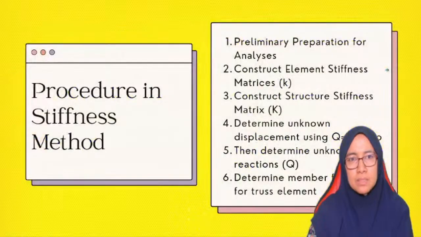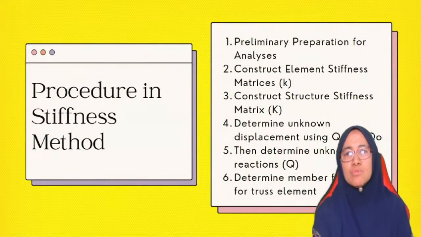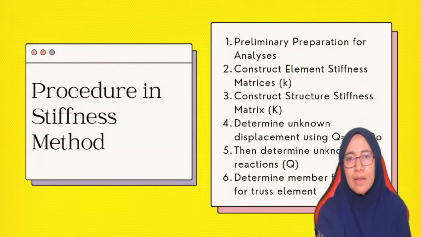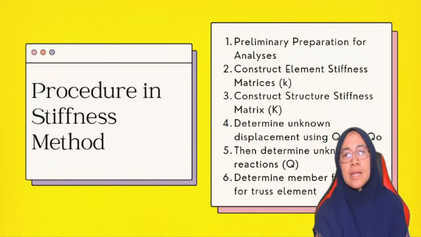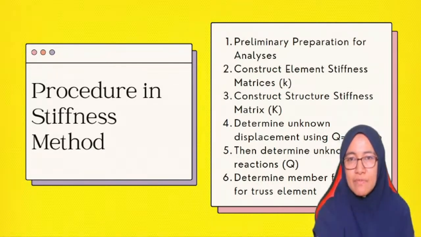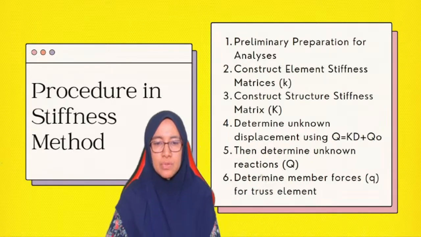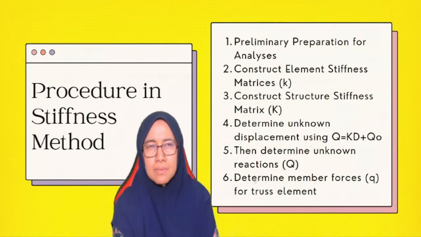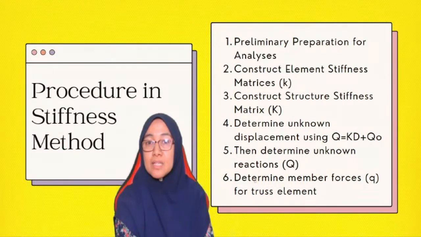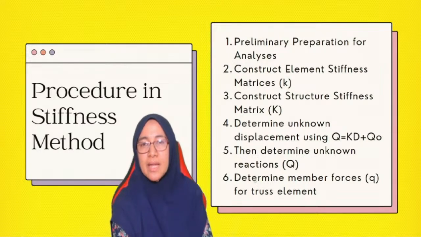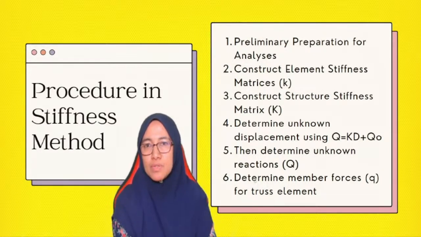Please read again in the textbook. All this I actually get from the textbook. Please read about what is stiffness matrix, element stiffness matrix, structure stiffness matrix, and stiffness equation. From the stiffness equation, we will solve the displacement, and after the displacement, the reaction at the support. So this is basically the procedure.